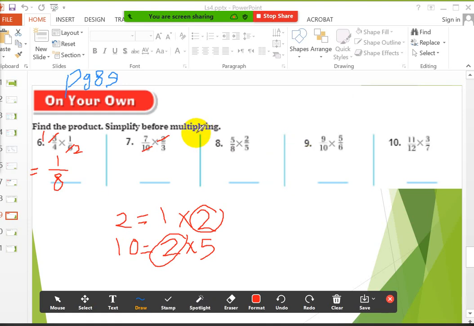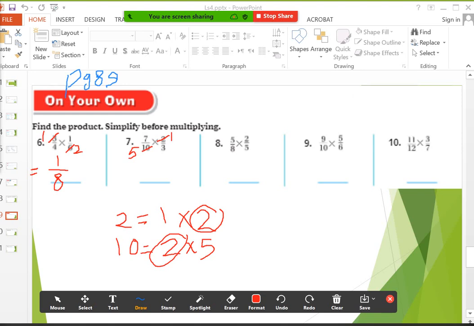Okay? So now if you divide 2 by 2, the number will be what? 1. Very good. Now 10 divided by 2 equals 5. Okay. Now I will continue my multiplication. Thank you, Maryam.